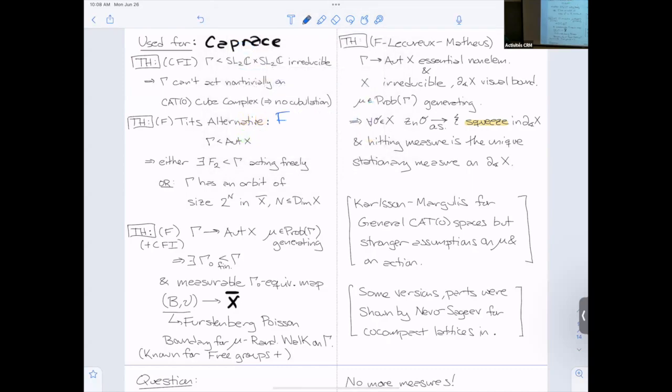So Fioravanti has this result for finite rank median spaces. And so certainly, we know that they act on an infinite rank median space properly.